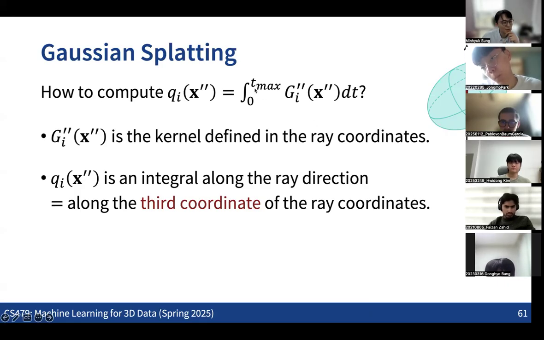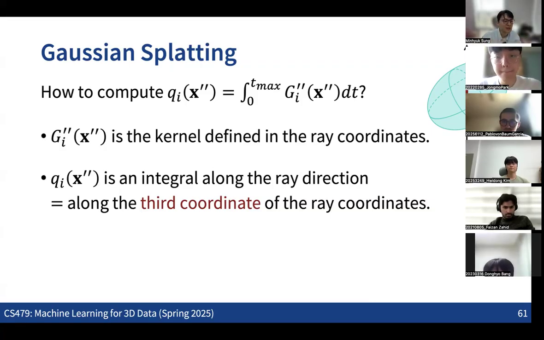So when I use the t here, the t was basically the third coordinate of the ray coordinate system. Here what we can see is that when you have a Gaussian kernel defined in this 3D space, what will be the output when you take the integral of that Gaussian kernel along one specific axis in the coordinate system. Specifically, we are taking the integral along the third coordinate, the z axis in that coordinate system.